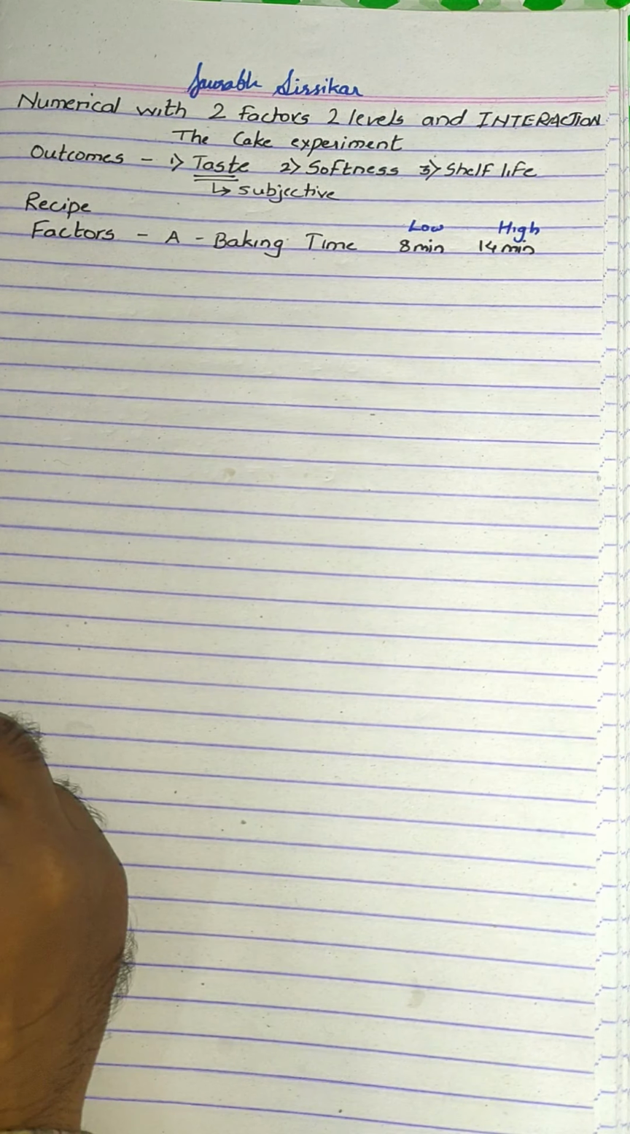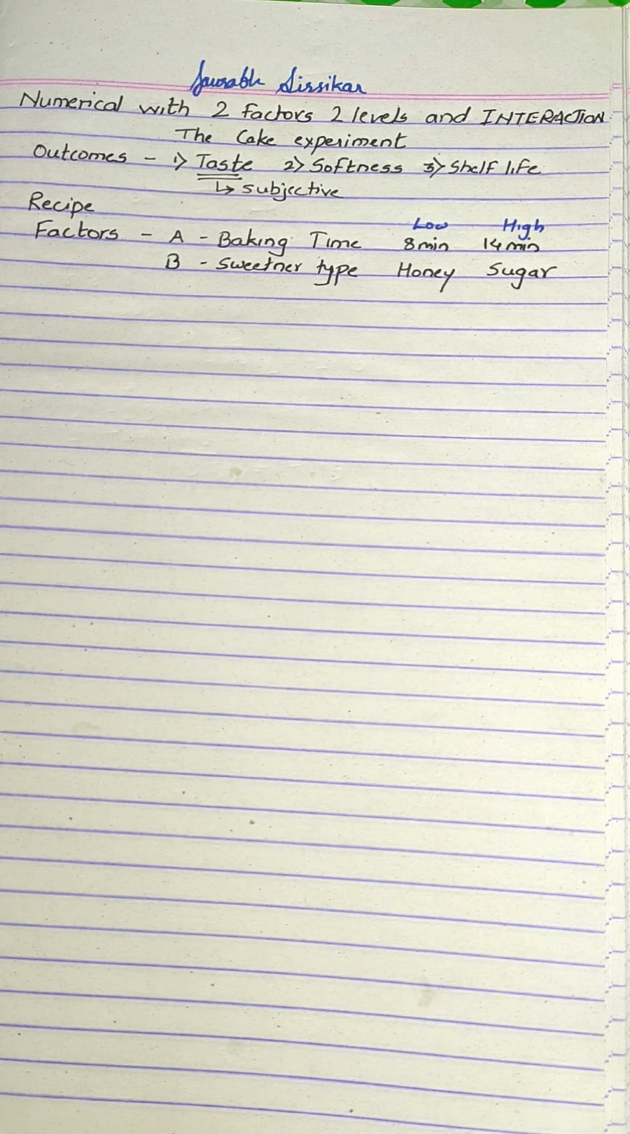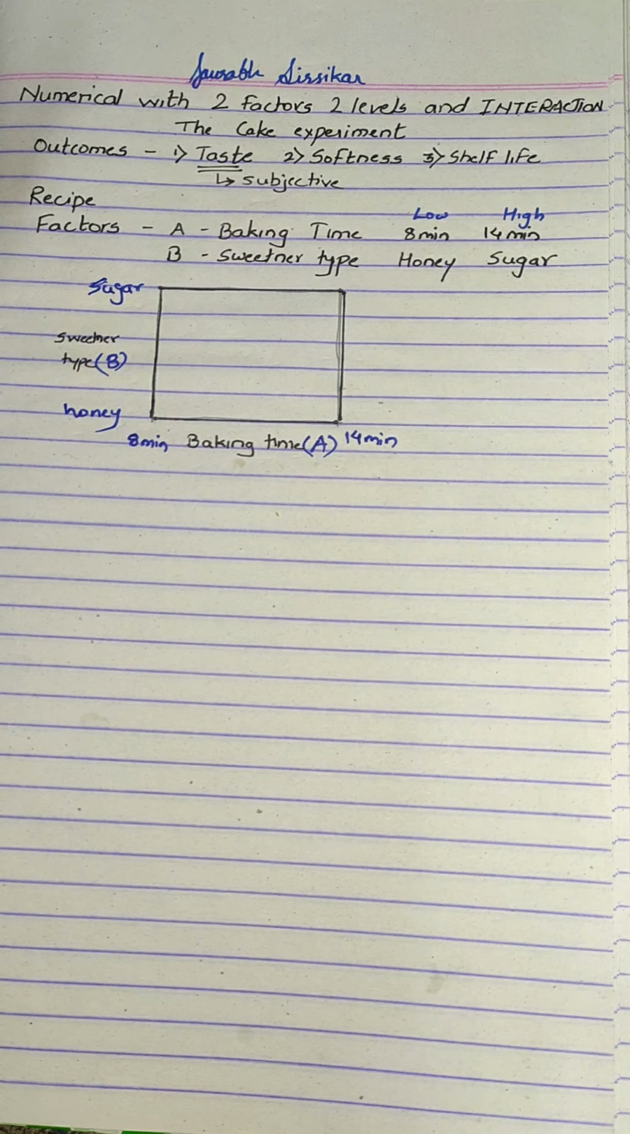So back to the cake, the factors that we considered were the baking time and the type of sweetener. We don't need to go into the detailed recipe of the cake because we are considering only these two factors. The baking time values that the student used were 8 minutes and 14 minutes. And for the type of sweetener he chose either honey or sugar. All the other settings in the recipe were kept constant throughout the experiments.